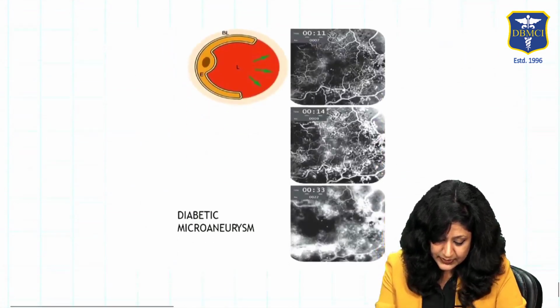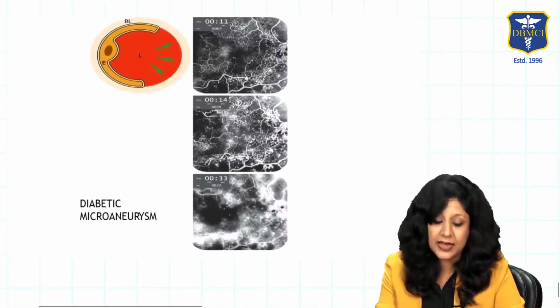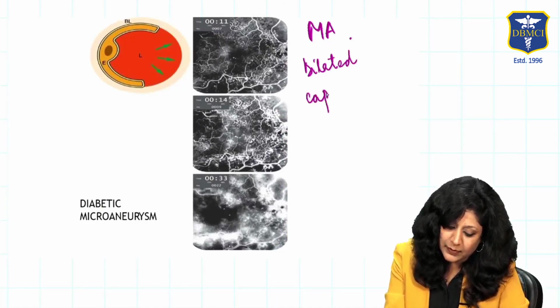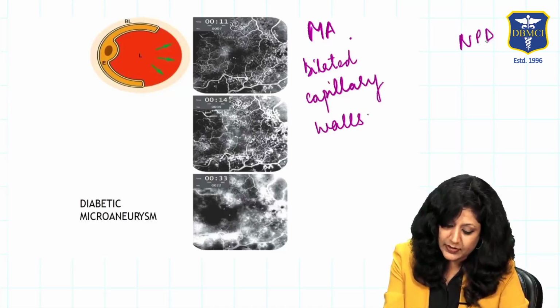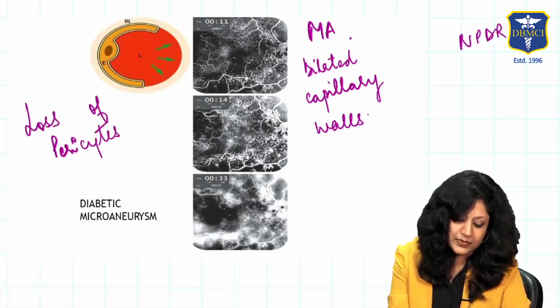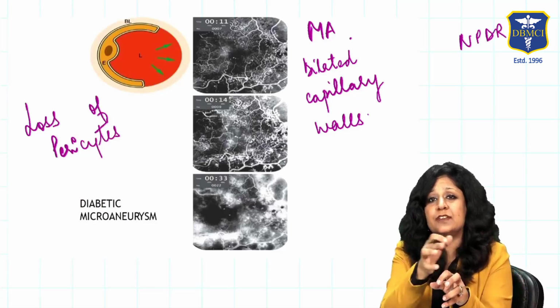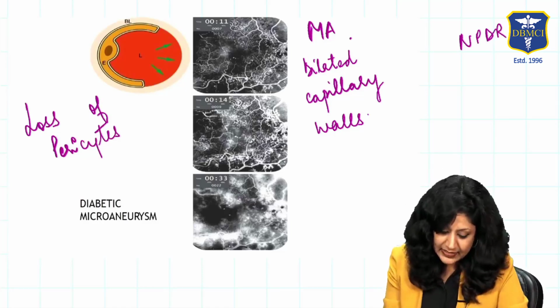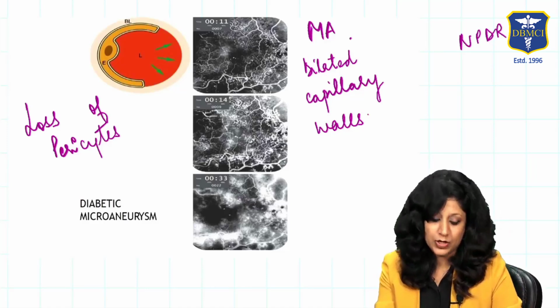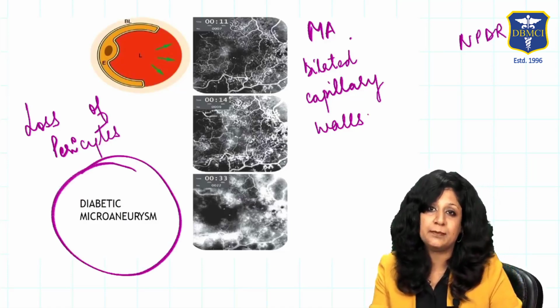Similarly, if you see this, these are the microaneurysms. Now what are microaneurysms? Microaneurysms are just the dilated capillary walls. These are the dilated capillary walls, and this is the earliest change that you are getting in NPDR, right? Why is this occurring? Due to the loss of pericytes. Due to the loss of the pericytes, there is a bulb-like bulging that you are getting from the capillary walls, and they will be seen as tiny white hyperfluorescent dots in your angiography. So I can say that this is a case of NPDR.